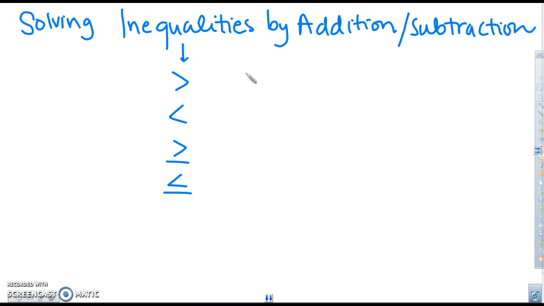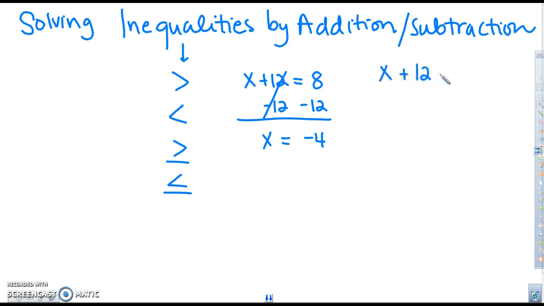So if you remember, when we had equations like x plus 12 equals 8, we just subtracted the 12 to the other side so that these 12s canceled out, and I had x equal to -4. Now, the difference will be that I have, instead of an equal sign, an inequality sign. So let's say it's x plus 12 greater than or equal to 8. I'm still going to do the same steps. I'm going to subtract 12 off both sides. These will cancel out. I'll be left with x greater than or equal to -4. Okay?